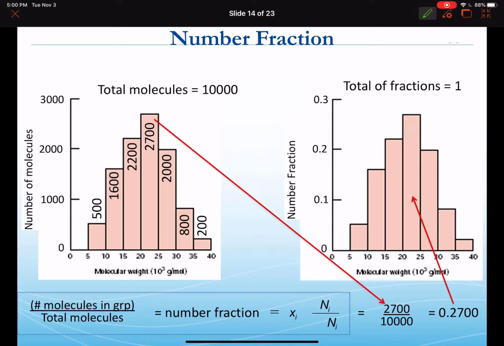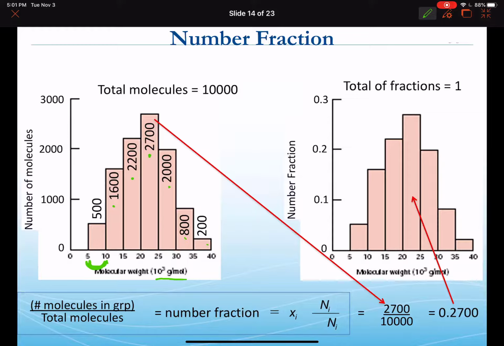So here's an example where we have that exact same information. We have bins defined on the x-axis. We know that there are 500 chains that are in the molecular weight range of 5,000 to 10,000. Notice the 10 to the 3 value here. The next bin has 1,600 chains that are in the molecular weight range of 10,000 to 15,000. And we can see the data evolve for the rest of the bins in this distribution of chains.